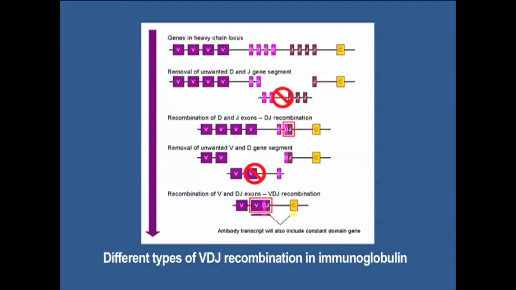So ultimately what is there? Ultimately you are producing different clones of antibody, and as you make a different clone, this antibody will be targeted towards a specific antigen. Okay.